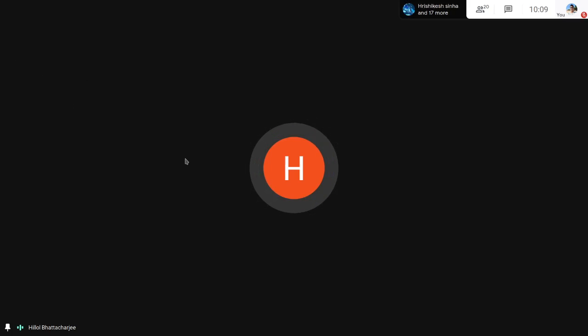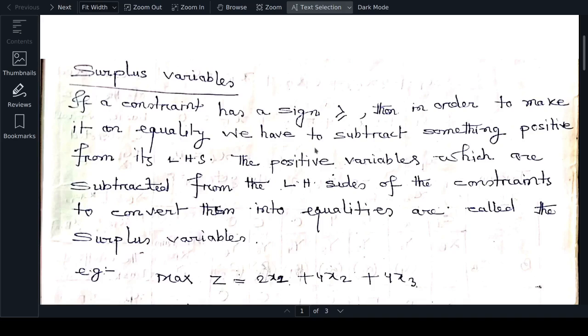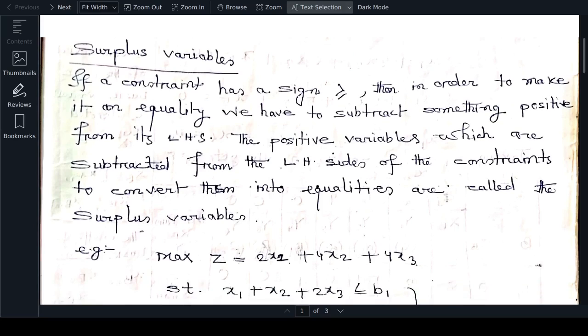So suppose a constraint objective function is okay, maximization or minimization, no problem. But if the constraint sign contains a greater than or equal to symbol, then first our aim is to make it into equality. If the greater than or equal to symbol is present, then the left hand side is greater than the right hand side.